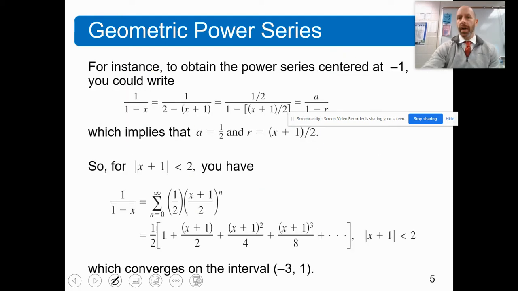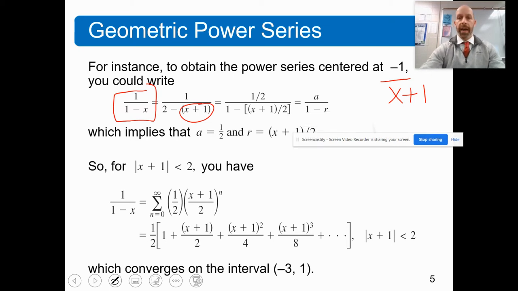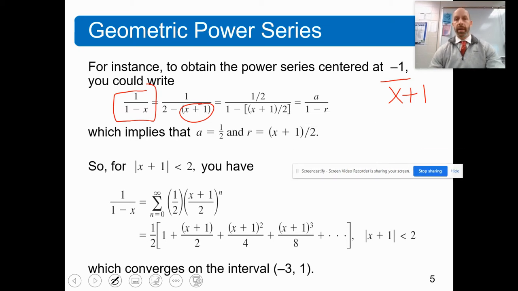For instance, let's say we wanted to have it centered at negative 1. Well, then we could rewrite it. Remember, we're starting with 1 over 1 minus x. If we want it to be centered at negative 1, that means we have to move it to the left 1. So that means we have to substitute x plus 1 in for x. That gives us the following.